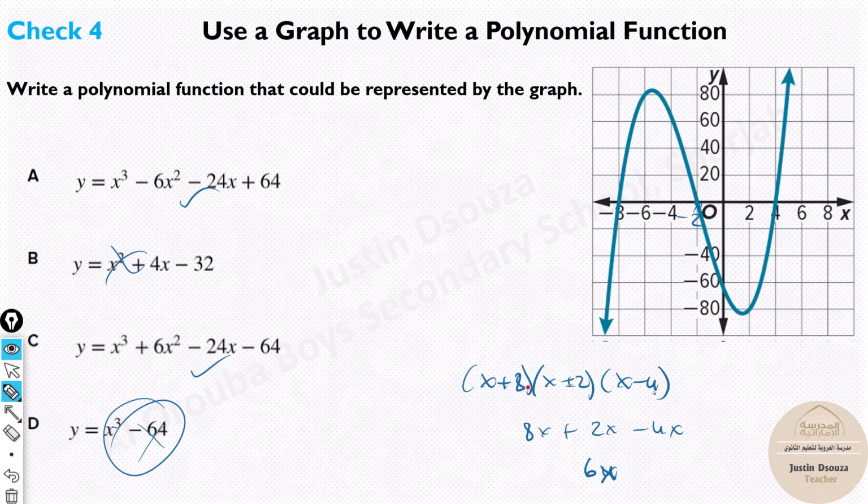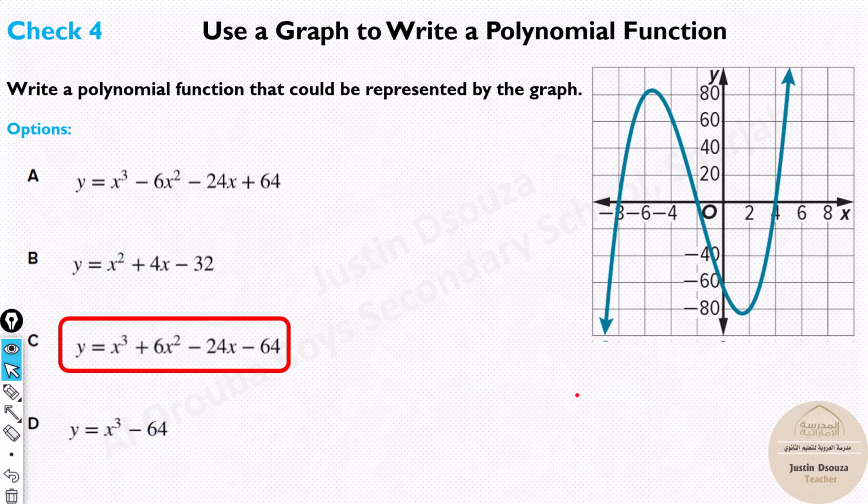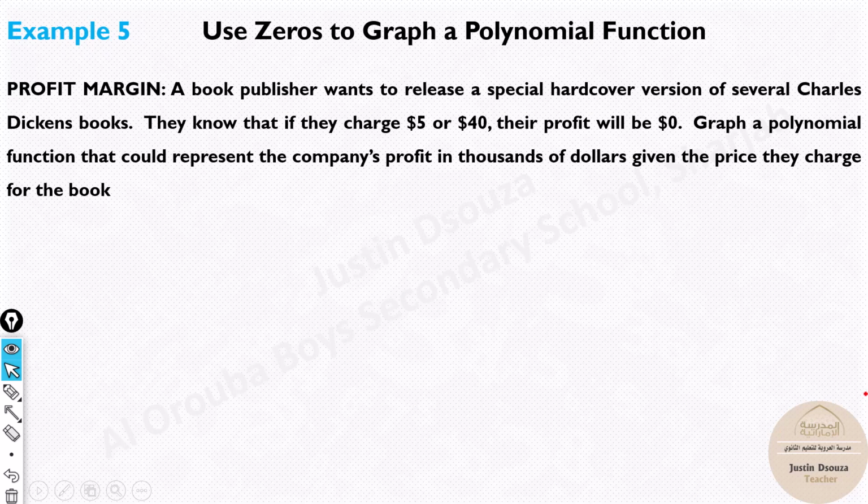Sorry, I'm just taking the coefficients, but you need to do it properly. The answer is C. So please do multiply this thoroughly, properly in each step, just like we did in the previous problem, and then you'll get the answer.